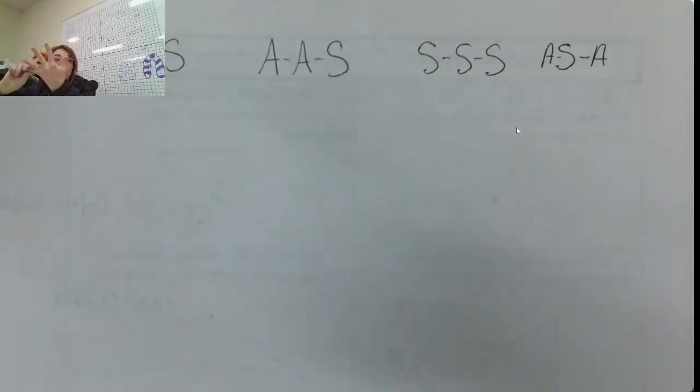Now, remember, we have a couple that don't work. Angle, angle, angle does not work. That works for triangles to be similar but not congruent. And then angle, side, side doesn't work at all. Or its backwards component, side-side angle. Those two do not work, okay?